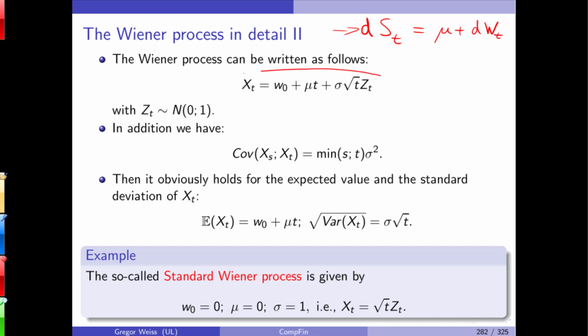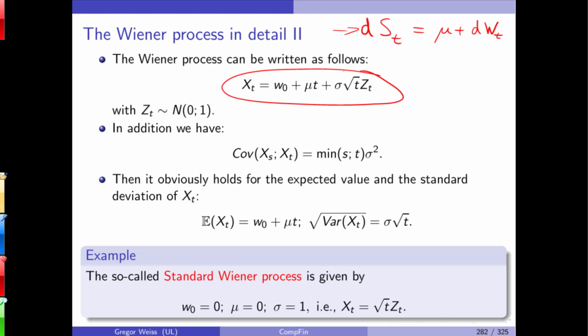But as you can see here, a Wiener process can be defined by defining the xt's themselves. Now we have the covariance between xs and xt is the minimum of s and t times sigma squared, the diffusion. And we obviously have the expectation of xt is W0, the starting point, plus mu t. And the standard deviation of the process, or more or less of the variable xt, is sigma, the diffusion, times square root of t.